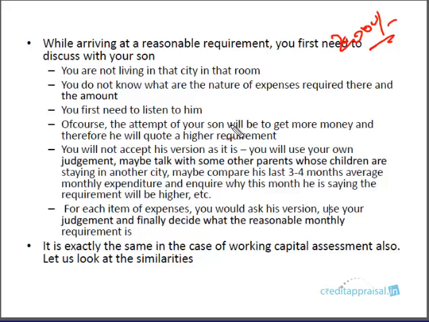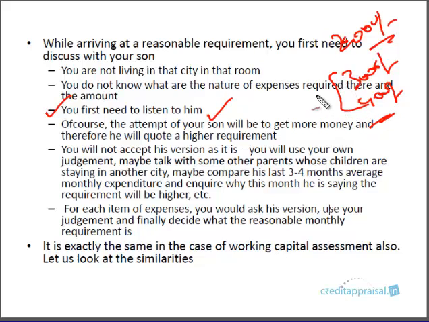What you do is, first, you listen to him, because your son is the person who is living in that city. He is the person who is incurring the expenses. He might say he requires 3,000 or 4,000. But first of all, listen to him. This is the first step, because unless you listen to him, you're not going to get a rough idea of the extent of the requirement.